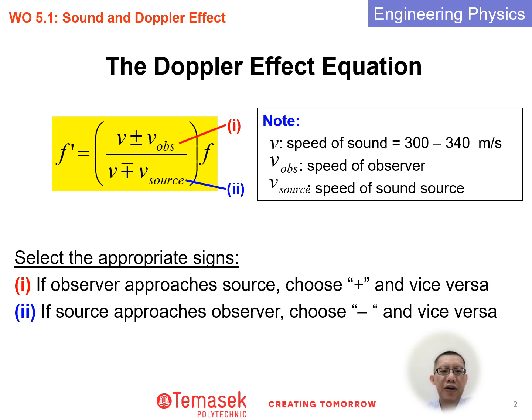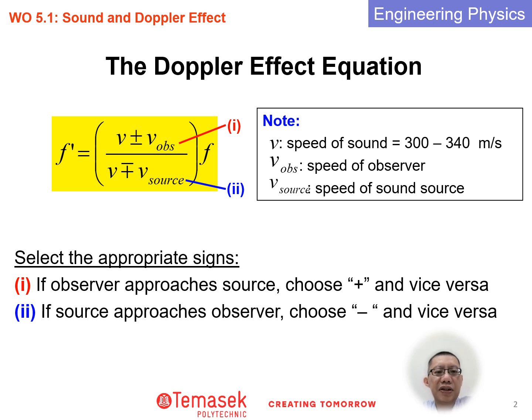The Doppler effect occurs when there is relative motion between a sound source and an observer. V obs is positive if moving toward the source, negative if moving away. V source is positive if moving away from the observer, negative if moving toward the observer.